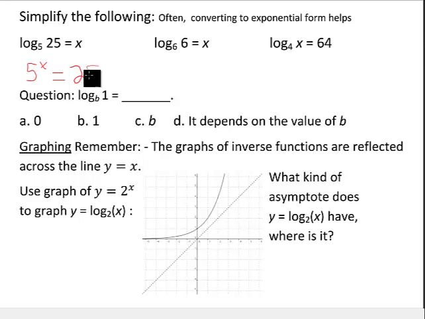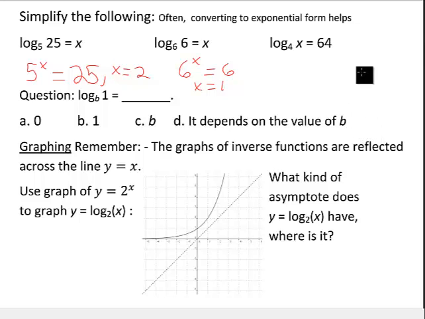So, you probably already see that x is equal to 2, but maybe seeing it in this exponential form is a little bit easier. Same sort of thing with this next one. 6, the base, to the power of x equals 6. So what exponent do you have to put on 6 to get 6? Well, that exponent is 1.